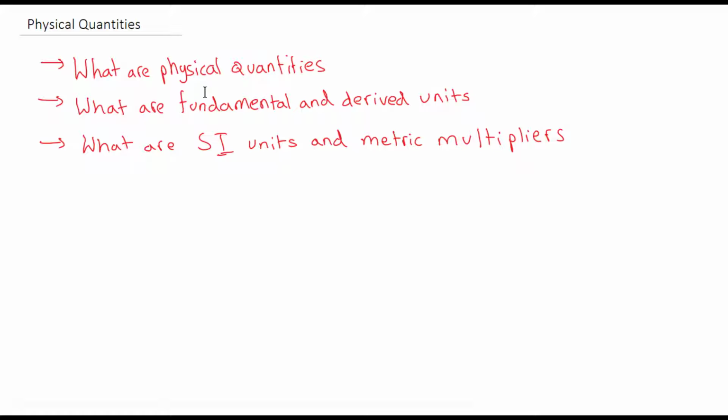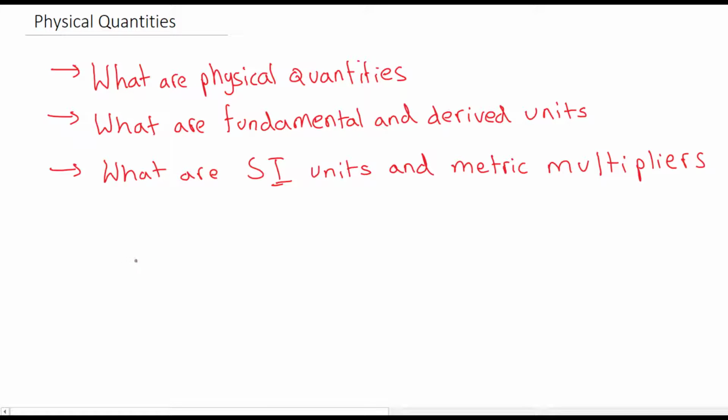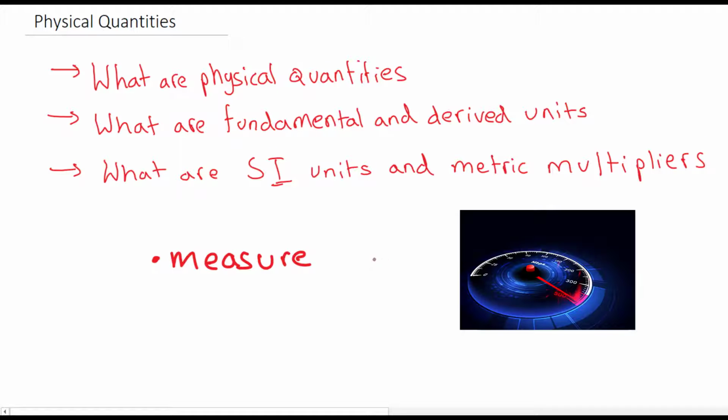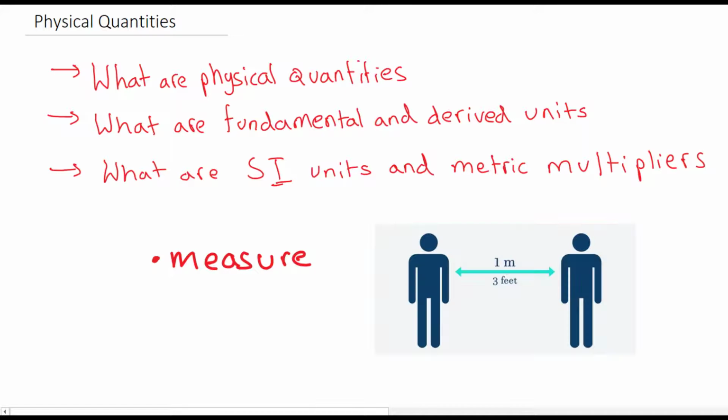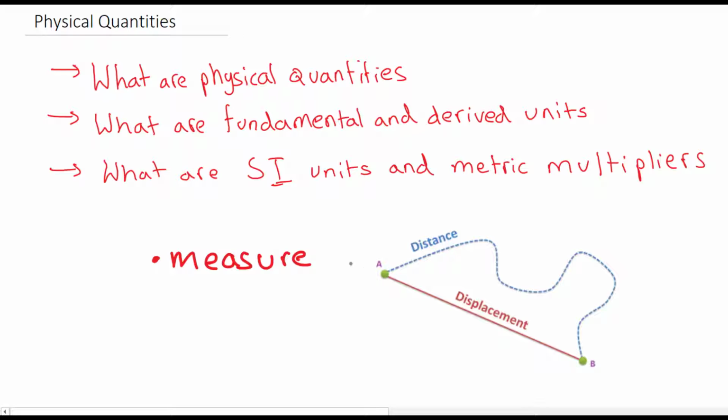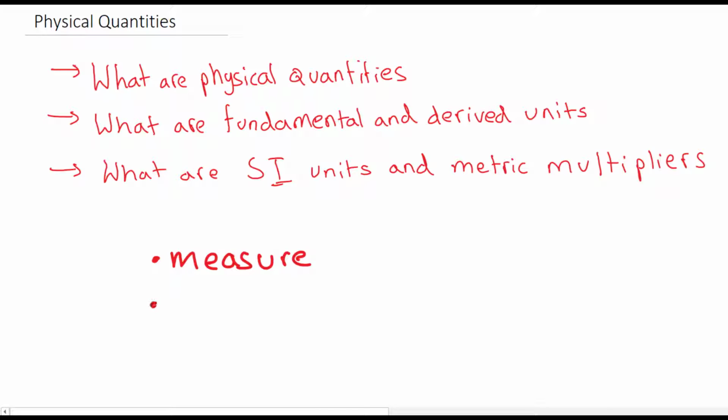So what are physical quantities? Let's start with that. Physical quantities are basically anything that you can physically measure. For example, speed or time or distance, displacement, etc. And they all have units.